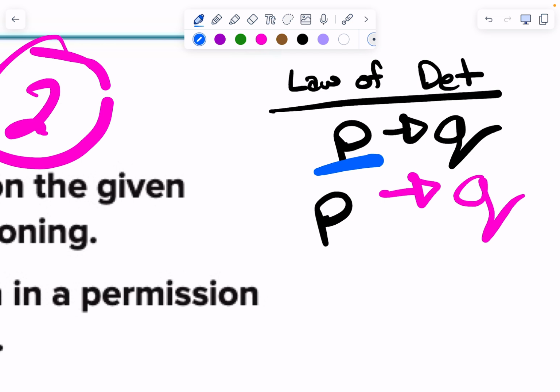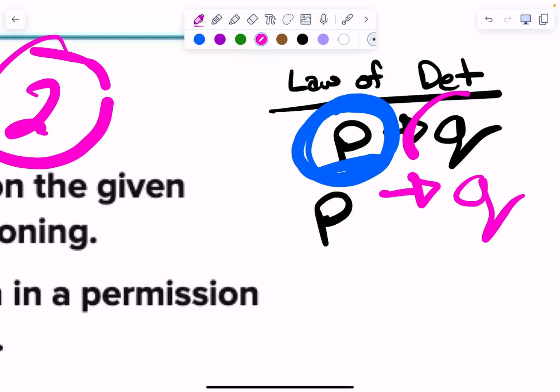Okay, law of detachment. Here we go. Here's statement P. Statement P says, if it is raining. Statement Q says, then I will bring an umbrella.